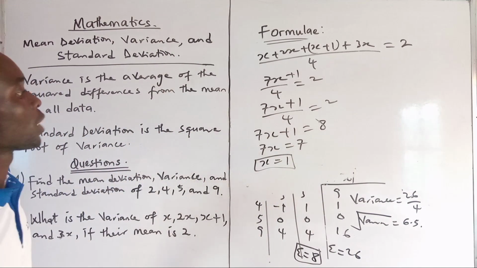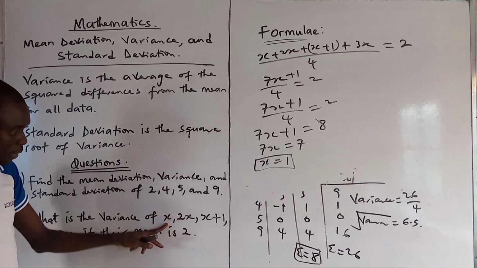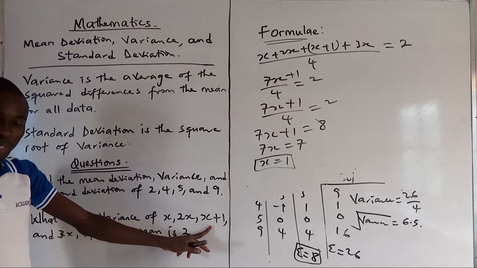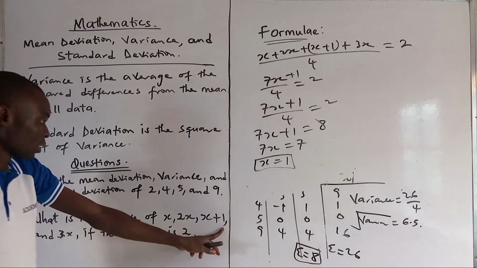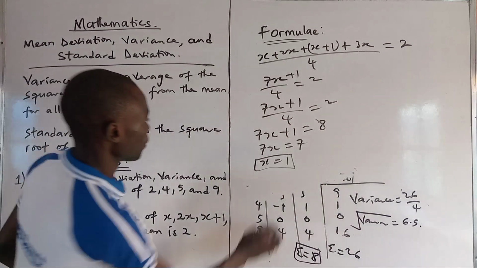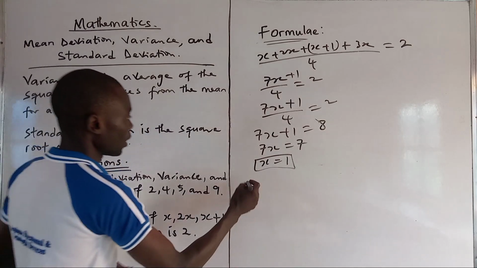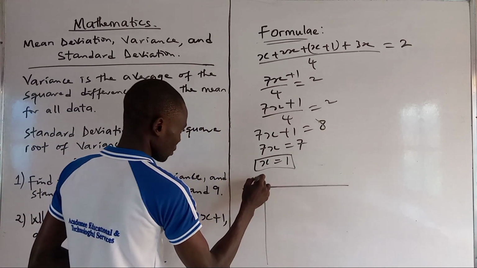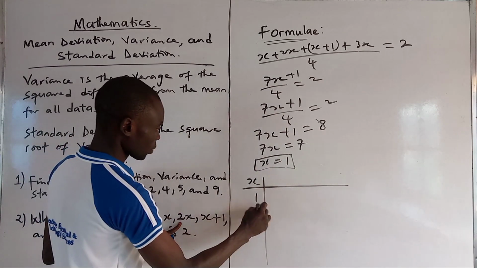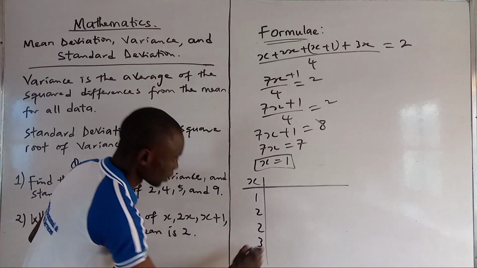By getting the x value to be 1, we can come back to the given data x, 2x, x plus 1, 3x. The first number is 1. The second number is 2 times 1, which is 2. The third number is 1 plus 1, which is 2 as well. The fourth number is 3 times 1, which is 3. So the numbers are 1, 2, 2, 3.